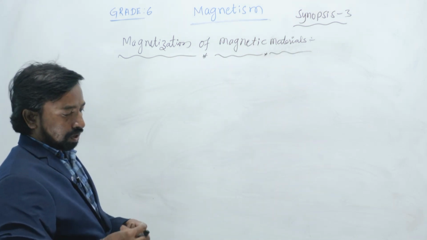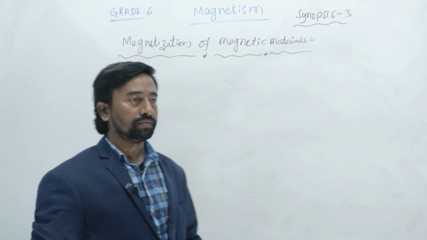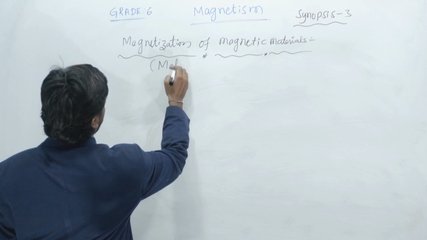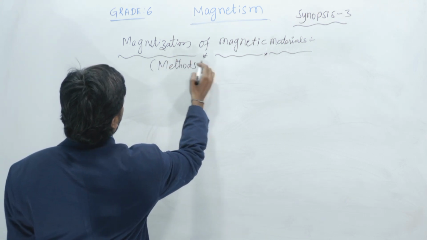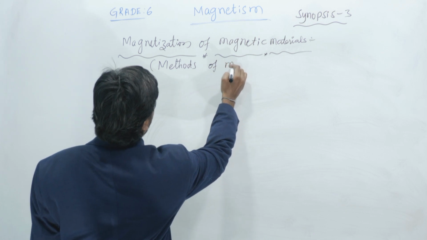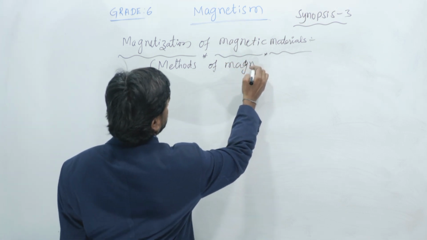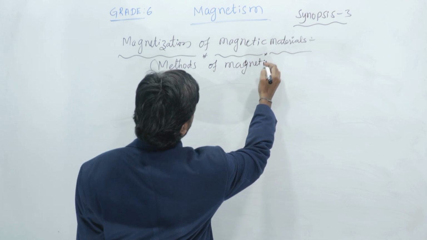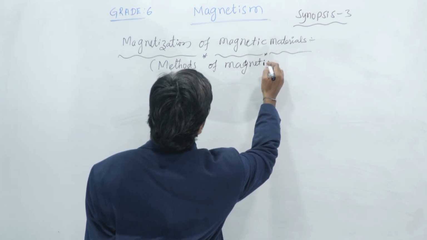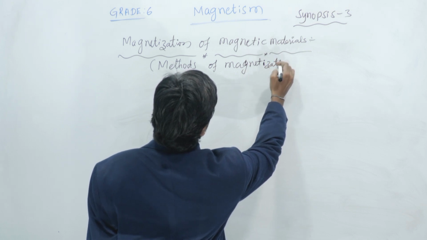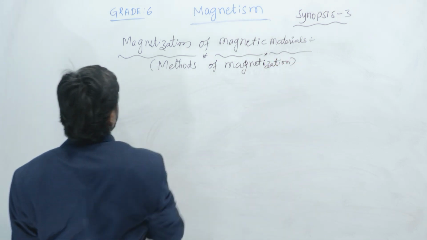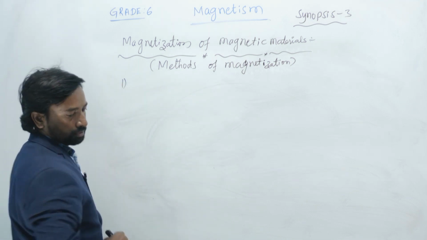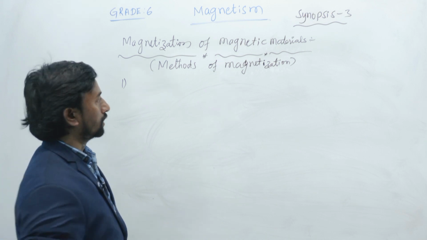So how can we do this? Simply we can write, methods of magnetization. Magnetization is nothing but making a magnetic material into a magnet. That is called magnetization. Now there are four types of methods, and we are going to see them here.